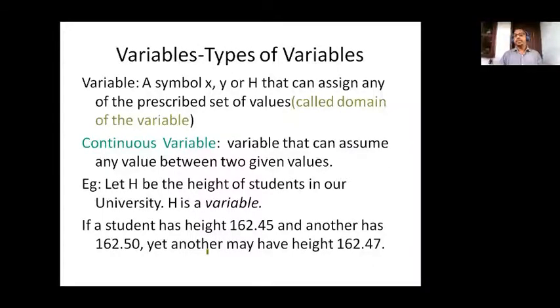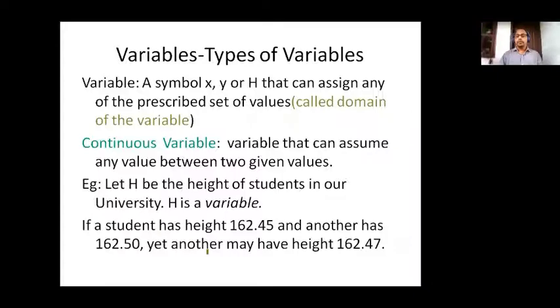Now we define the term variable. A variable is a symbol like X, Y, H that can assign any set of prescribed values. The values assigned by the variable are called the domain of the variable.